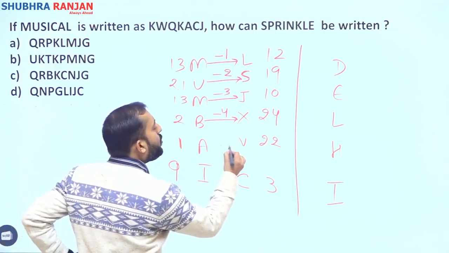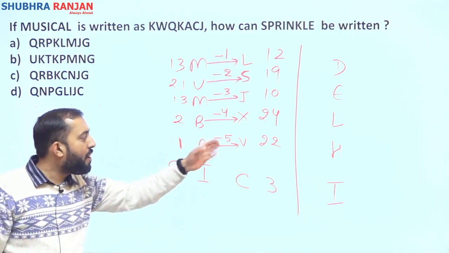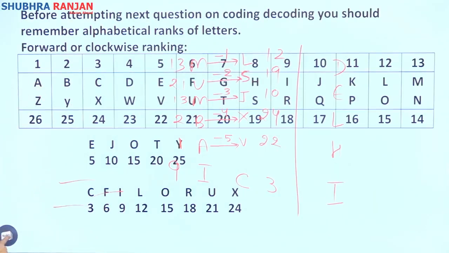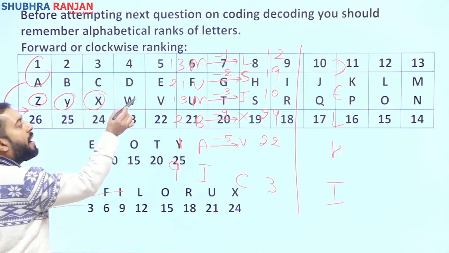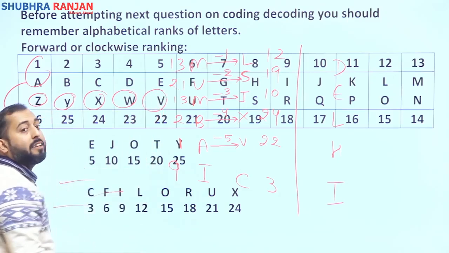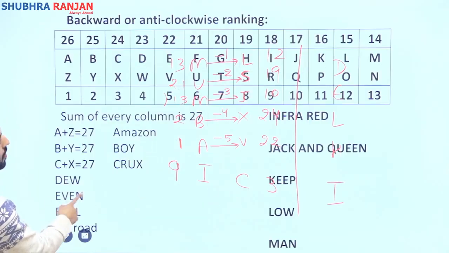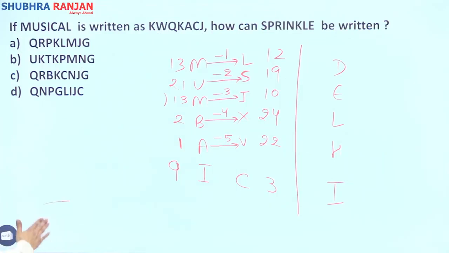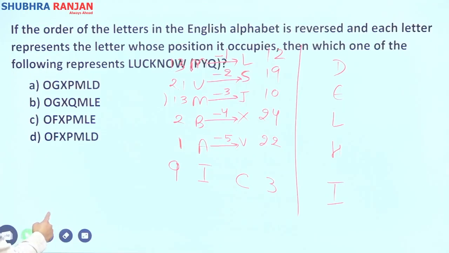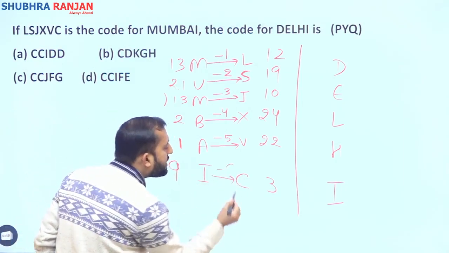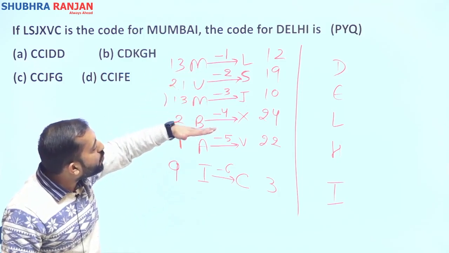Next, from A to B, it is minus 5. A is 1, B is 22. How come minus 5? Let me tell you. See, from A, 1 backward is Z. Meaning, from A, minus 1 is Z. Minus 2 is Y. Minus 3 is X. Minus 4 is W. Minus 5 is B. Got it? Yeah, this is your problem. So I to C, 9 to 3, so minus 6 it is. Now it's a pattern. Minus 1, minus 2, minus 3, minus 4, minus 5, minus 6.